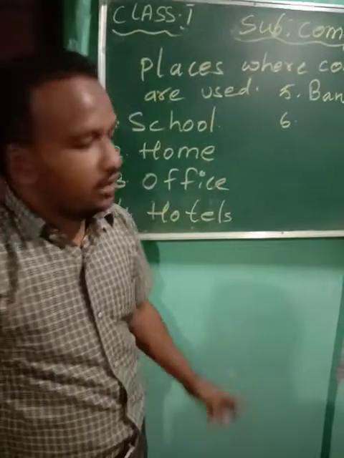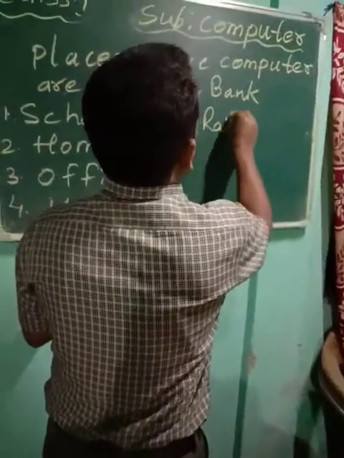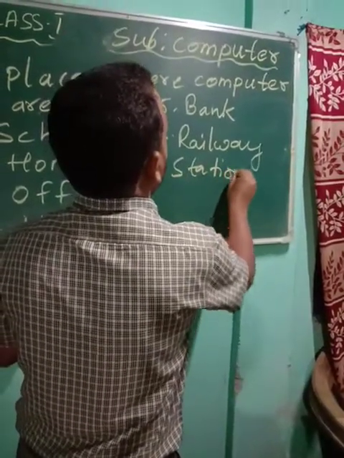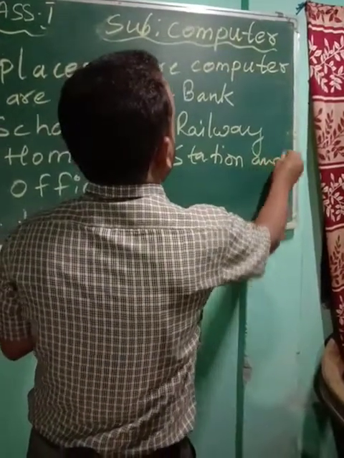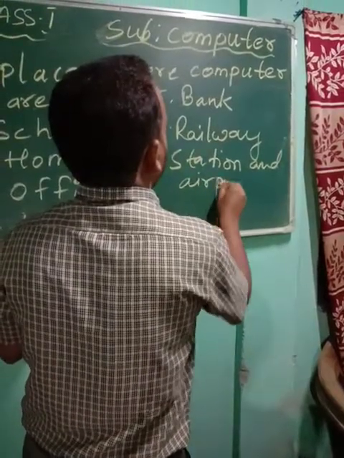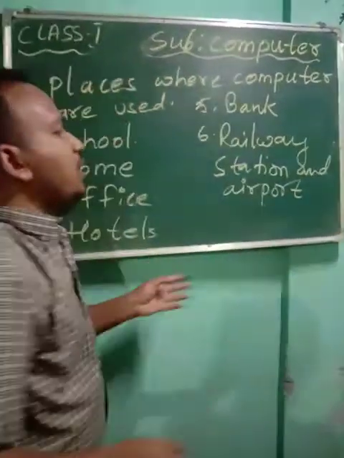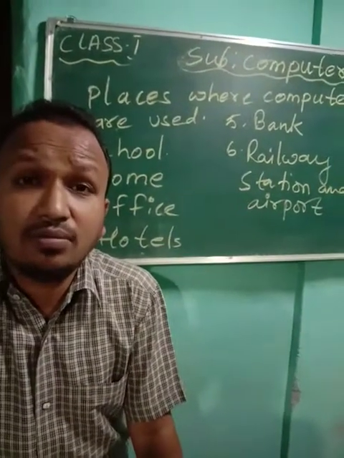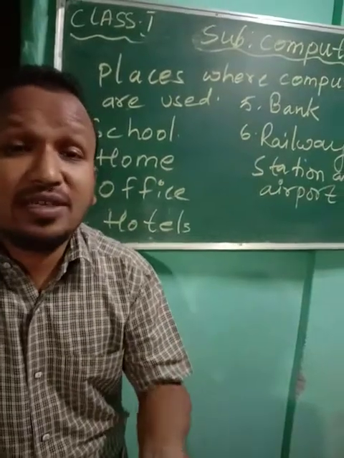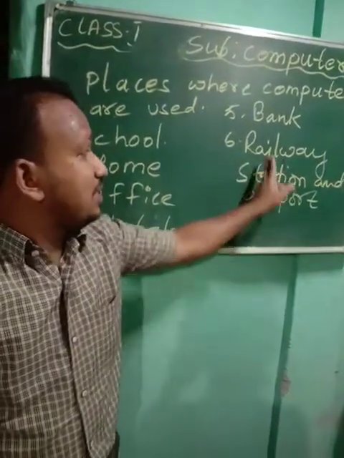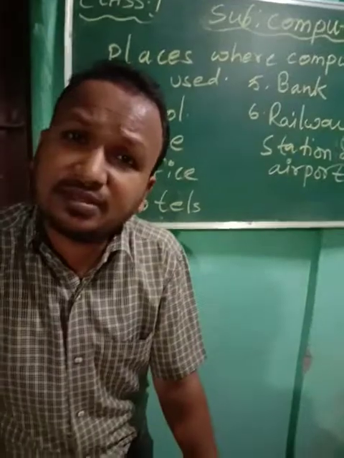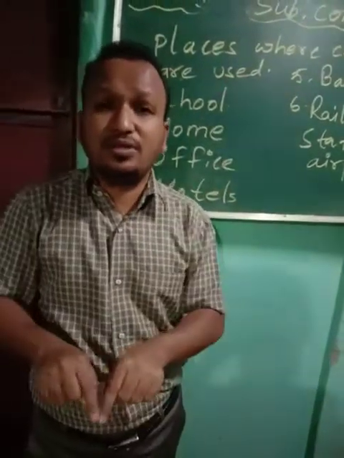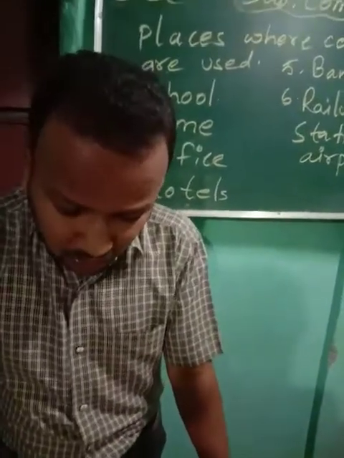Next is railway stations. In railway stations and airports also computers are used. For what? For providing tickets: in airports, flight tickets; in railway stations, railway tickets. When we pay money, they give us a ticket. There is a computer where they make the ticket and give it to us.